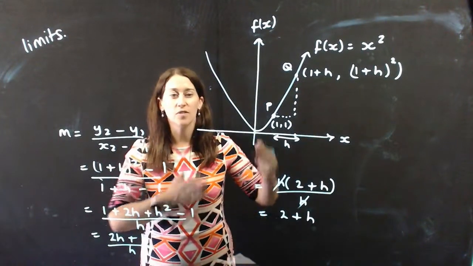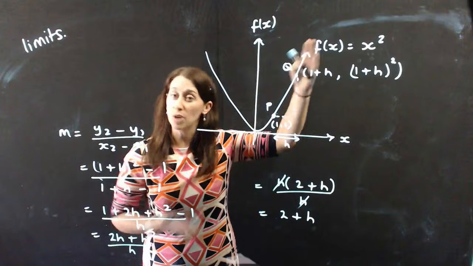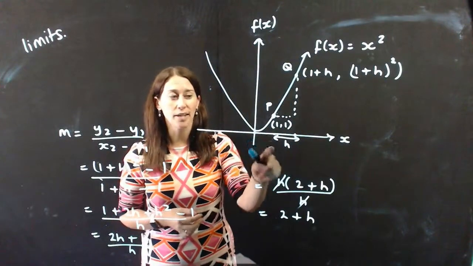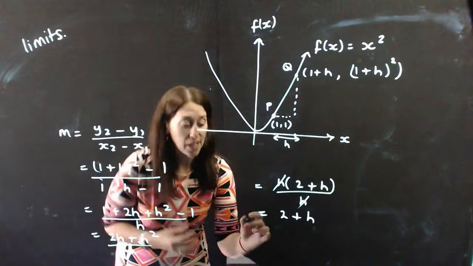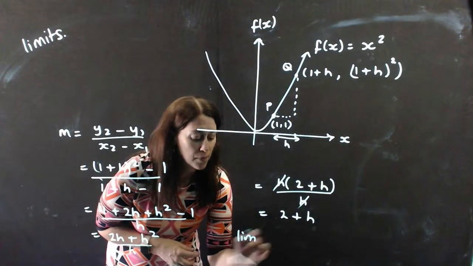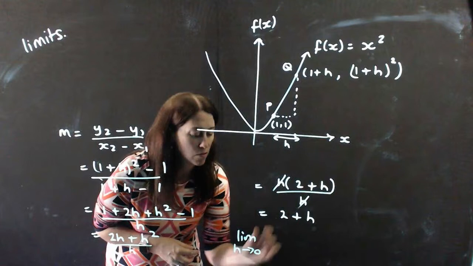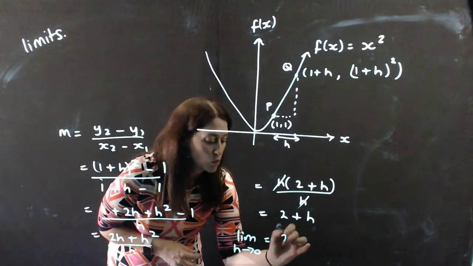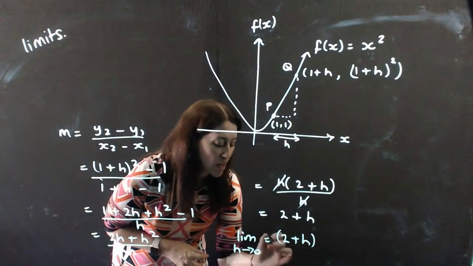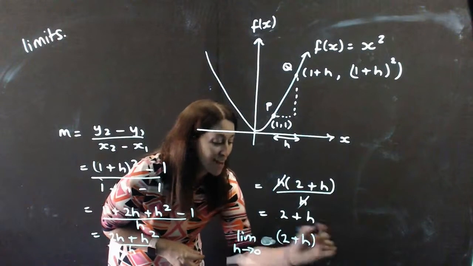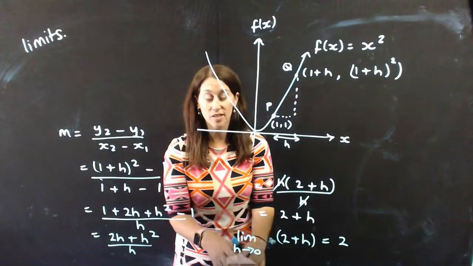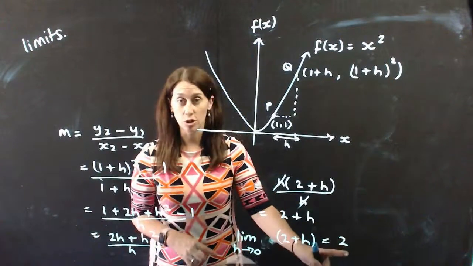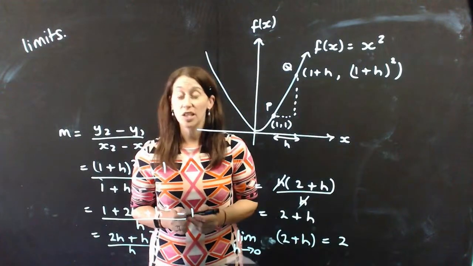We can also say that the line PQ becomes the tangent at the point when x is 1 and its gradient is 2. So the notation that we would use for that would be the limit as h tends towards 0 of 2 plus h is actually 2. That's what we would say. So the limit of 2 plus h as h tends towards 0 is 2. And that's pretty much everything you need to know about limits.